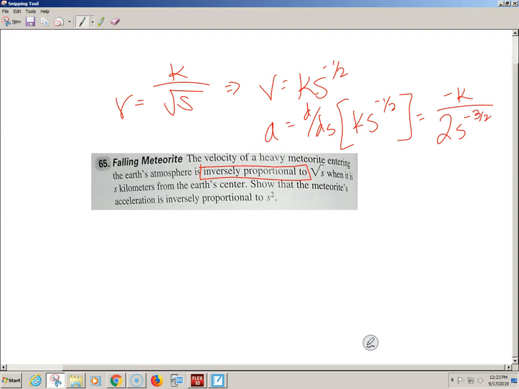Not negative, but... Isn't that what I did? Oh, what is s? Oh, s is distance.